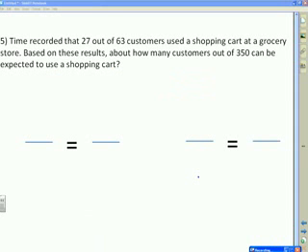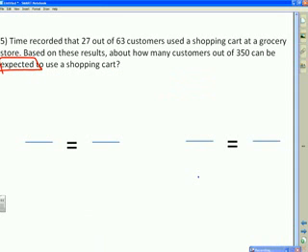Last problem. So Tim recorded that 27 out of 63 customers used a shopping cart at a grocery store. Based on these results, about how many customers out of 350 can be expected to use a shopping cart?